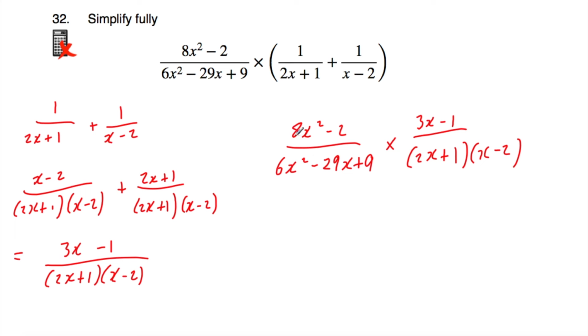So here, these are both divisible by 2. So we would have 2 bracket 4x squared minus 1, just dividing both of those by 2. Actually, that's the difference between two squares, so we'll probably be able to factorize that again in a second.